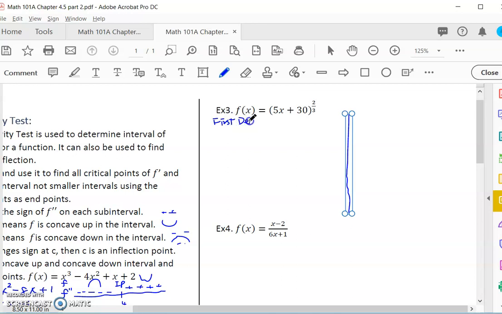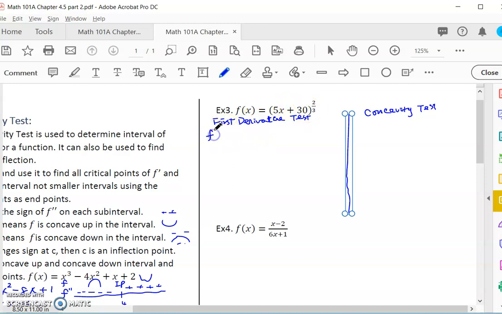And then you have to do a concavity test, not second derivative test. I was thinking I'm going to teach it: concavity test to find concave up and down, first derivative test to find increasing, decreasing, and also local max and min. So let's do this one.